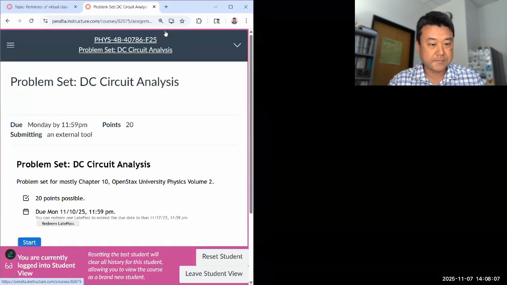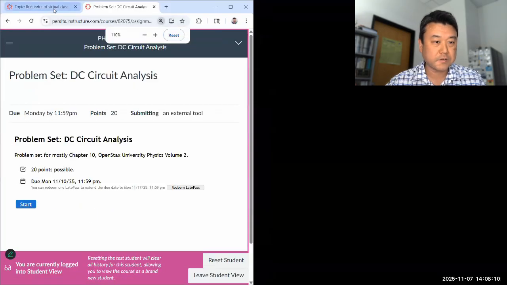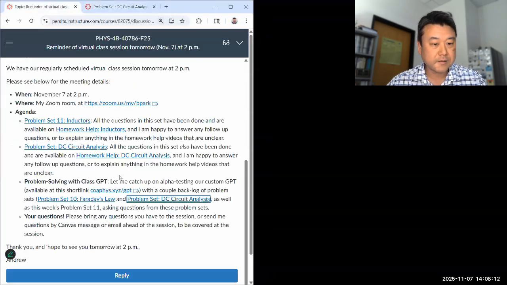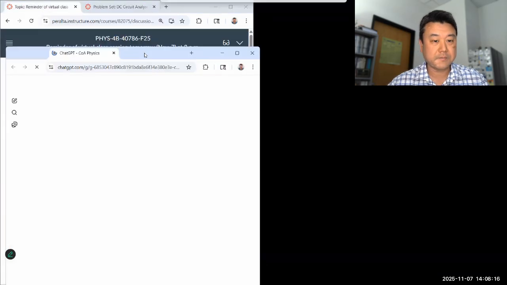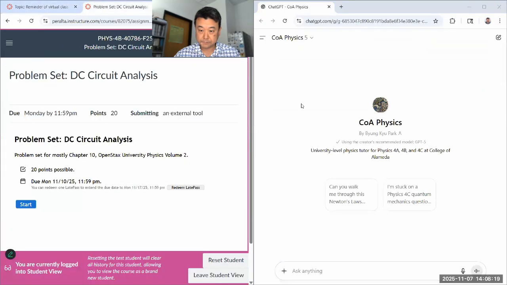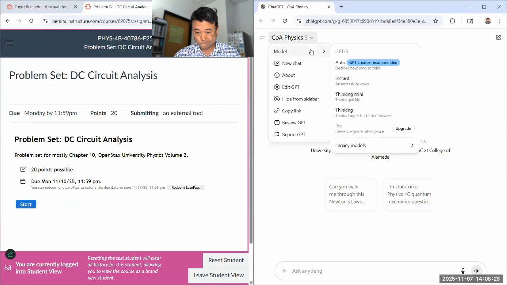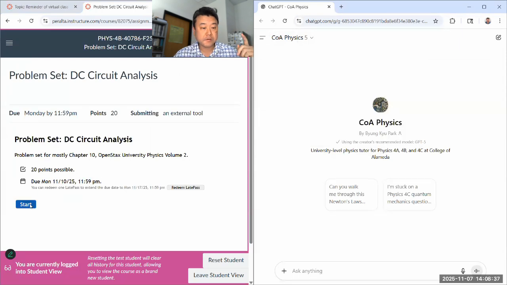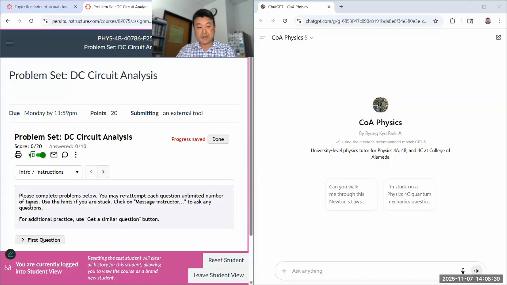So this is me accessing the DC circuit analysis question as test student, and let me open CoA Physics GPT in a separate window. Does it say when it was last edited? I don't think it says that. Yeah, it's fine. So let me ask a couple questions, see how well it does.